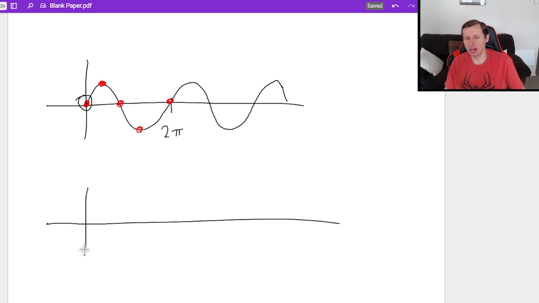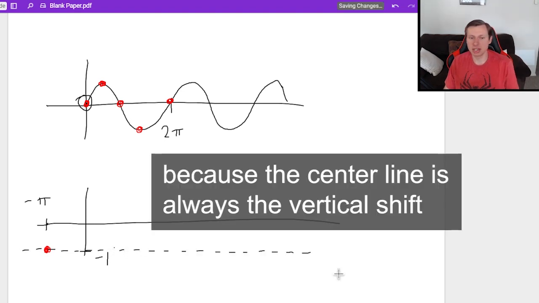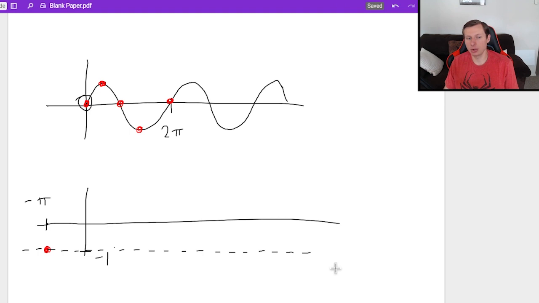Now, how much is pi to the left? I don't know, but let's say it's right there, for instance, okay? So basically there's -1 and there's negative pi because I shifted it down 1 and I shifted it to the left pi. Now keep in mind, this -1 will be our center line, okay? So I'm going to put that dotted line there now because I know it's going to go up and down around that center line. And then I know one full period is pi.